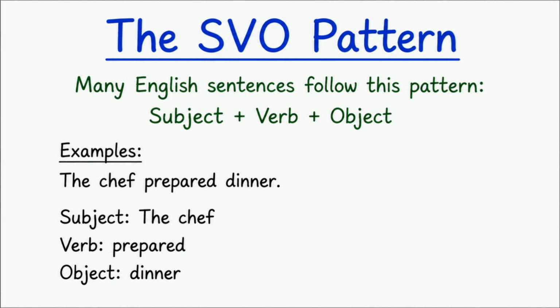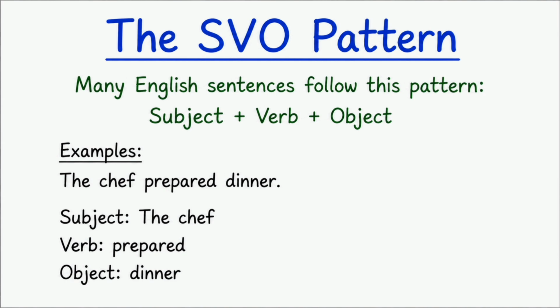Now, let's come back to the SVO pattern. Many English sentences follow this pattern. Subject plus verb plus object. The chef prepared dinner. Here the subject is the chef and verb is prepared. The object is dinner. Priya solved the puzzle. Priya is the subject, verb is solved, and the object is the puzzle.